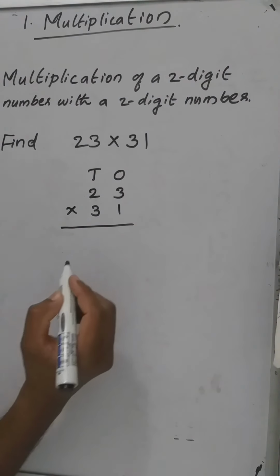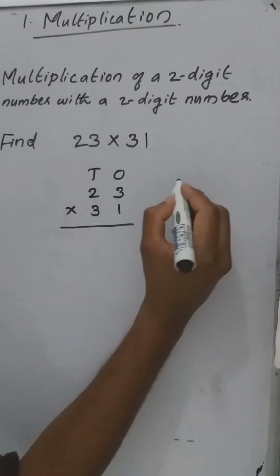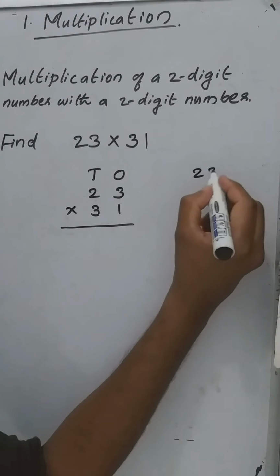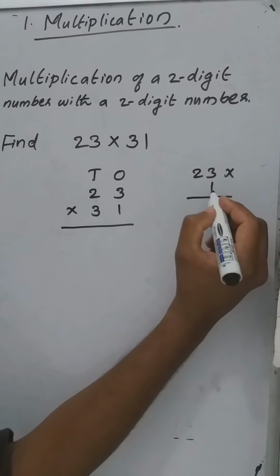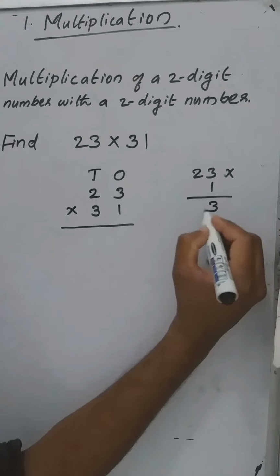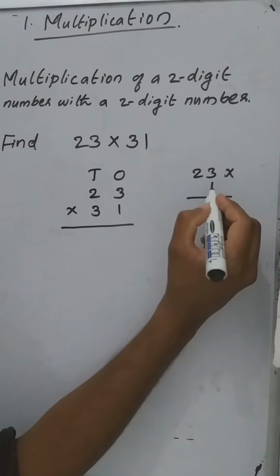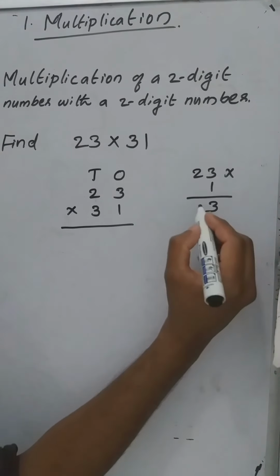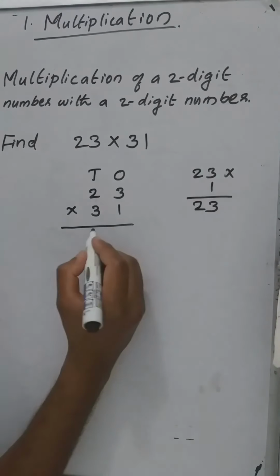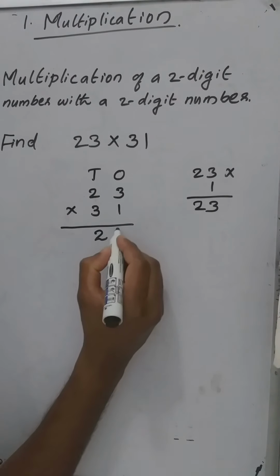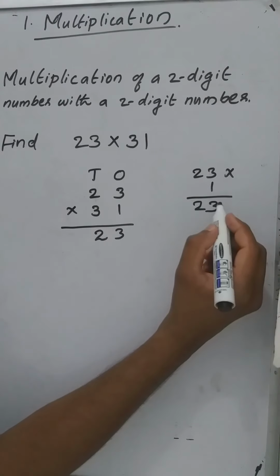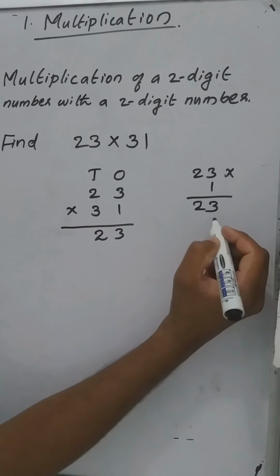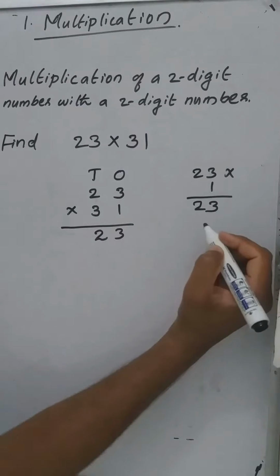First you have to multiply 23 by 1. So here first you have to multiply 1 by the units digit. So 1 3s are 3. Then multiply 1 by 2. 1 2s are 2. So we got the answer 23. From this what you understood, if you multiply any number by 1, we get the same number as the answer.